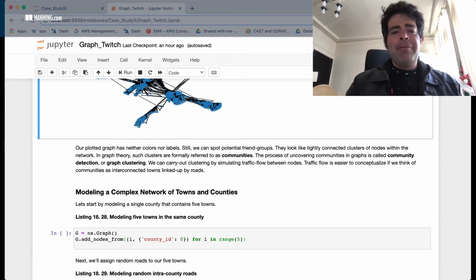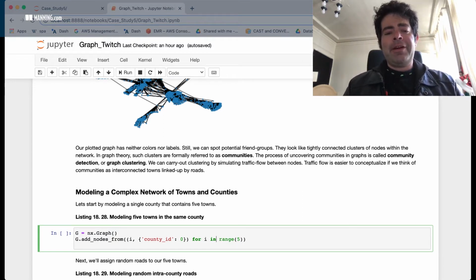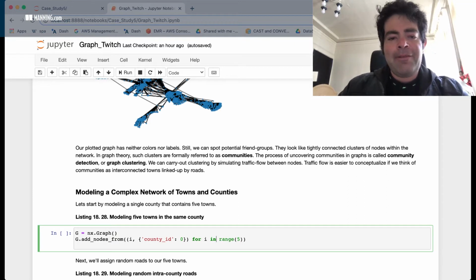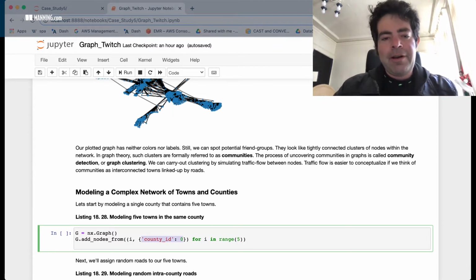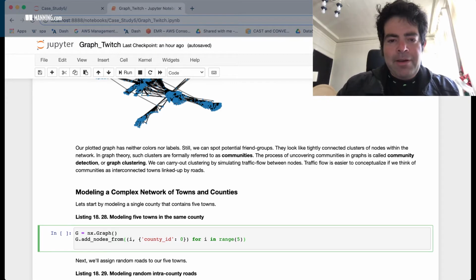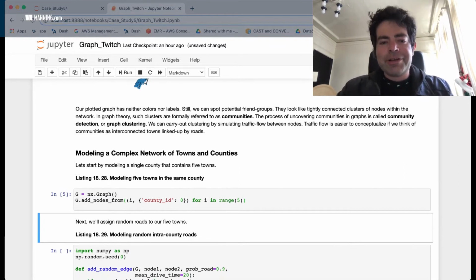And to start, we are going to simulate a single county, and that county is going to be made up of 5 towns. So we're going to start by creating the 5 nodes in the county, all of which have this county ID attribute assigned to 0 because they're all in the same county. And now that we've created this county of 5 towns, we are going to model roads between towns. These roads are going to serve as edges.